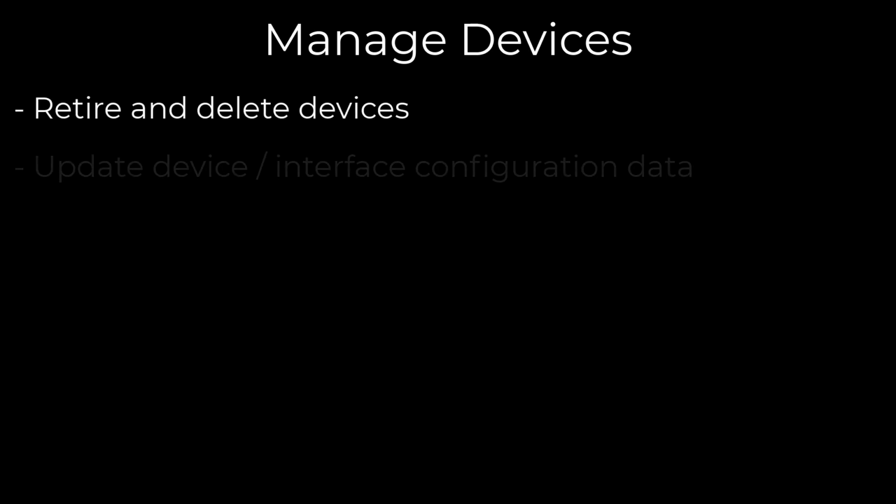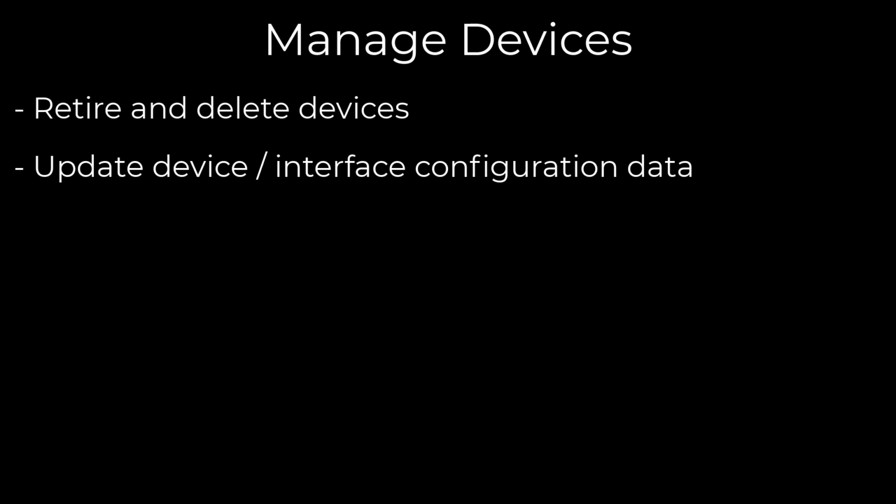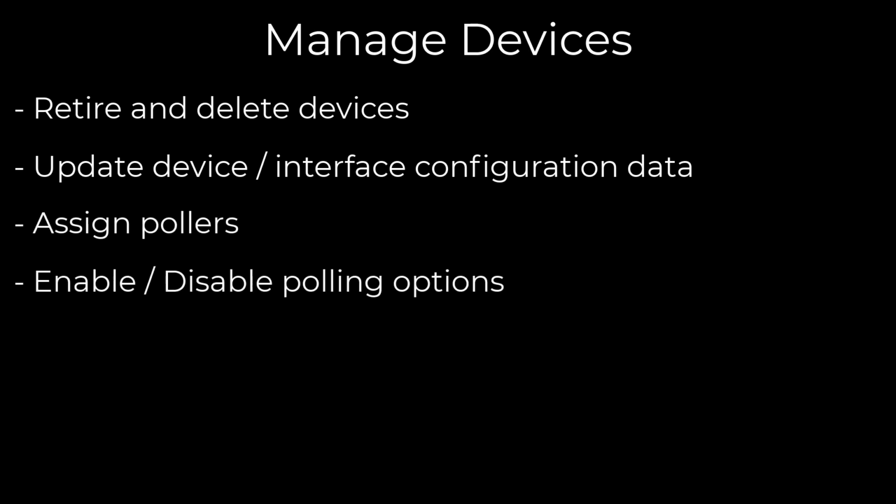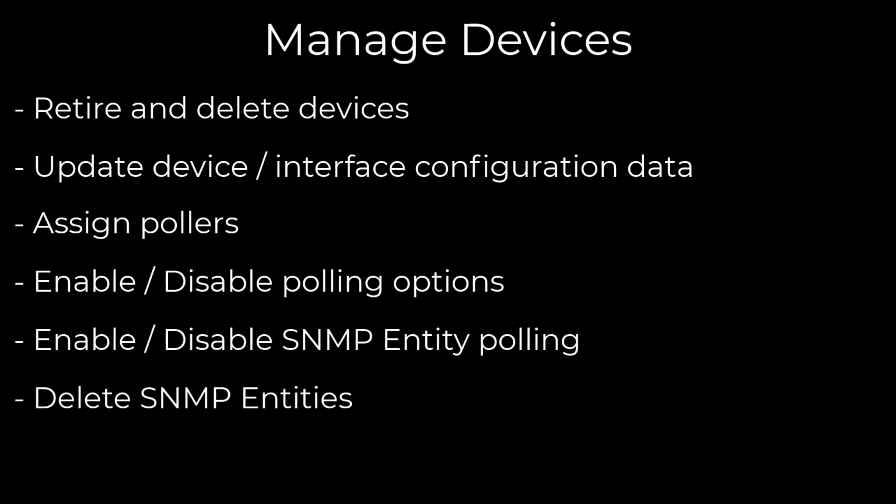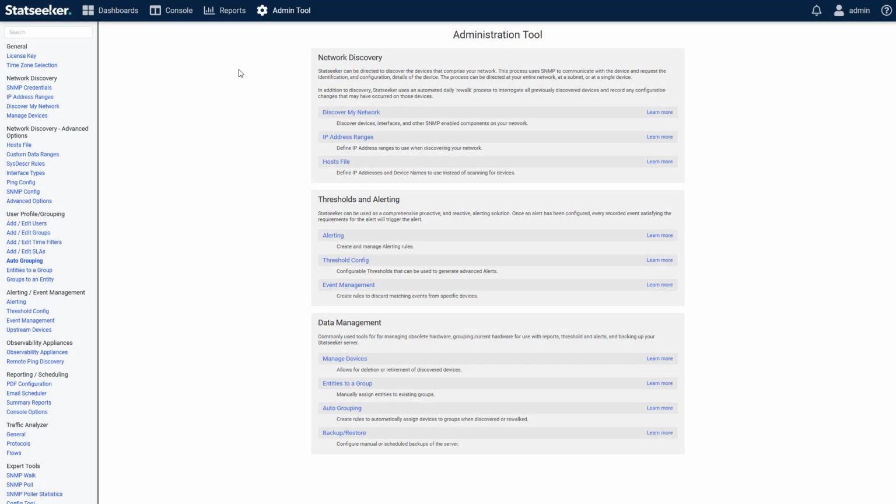Managed devices can be used to review and update the configuration and polling states of the infrastructure in your monitored network. It provides options to retire and delete devices, view and update configuration data for the devices and interfaces, assign pollers, enable or disable the various polling options available from your hardware, enable, disable, and delete SNMP entity configurations. Manage Devices is available from the admin tool, Network Discovery, Manage Devices.